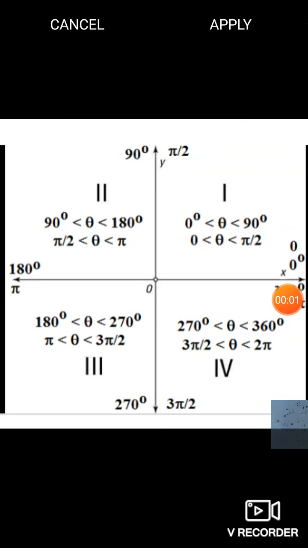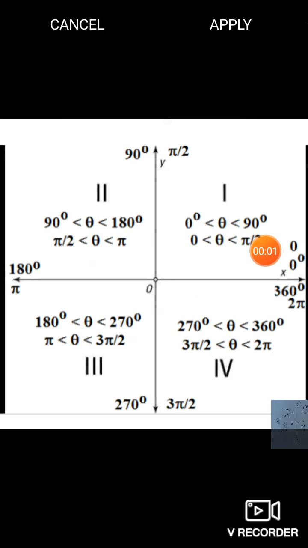Now let us see the quadrants and angles. Draw x-axis and y-axis. We say that this is the first quadrant, second quadrant, third quadrant, and this is fourth quadrant. When the angle moves in the anti-clockwise direction, we say that the angles are positive.